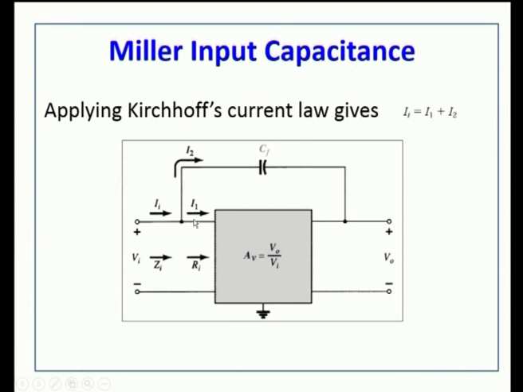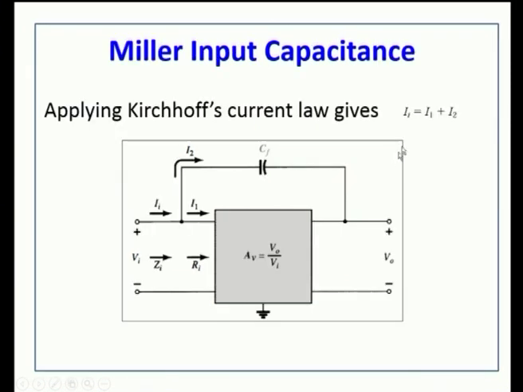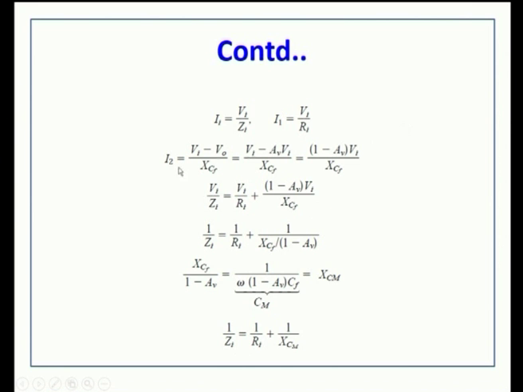So, you have to write a nodal equation for this I2 current. The input voltage minus the output voltage divided by the capacitive reactance XCF gives you the current I2. So, I2 is (VI minus V0) by XCF. You have to substitute all these currents in the equation II equal to I1 plus I2. If you substitute II, I1 and I2, you will get VI by ZI is equal to VI by RI plus, how did you get this, (1 minus AV) into VI?